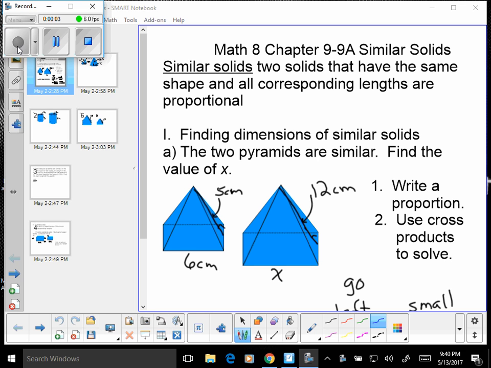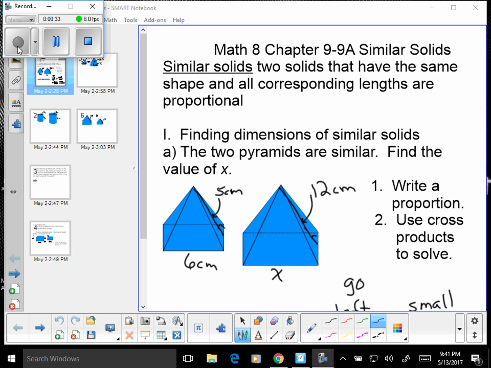Hello, class. This is the lesson on Chapter 9-9A, Similar Solids. Similar solids are two solids that have the same shape, and all the corresponding lengths are proportional. For example, we could have two similar pyramids, as pictured here, or we could have two similar cylinders, or we could have two similar prisms. The first thing we're going to do is work at finding dimensions of similar solids.